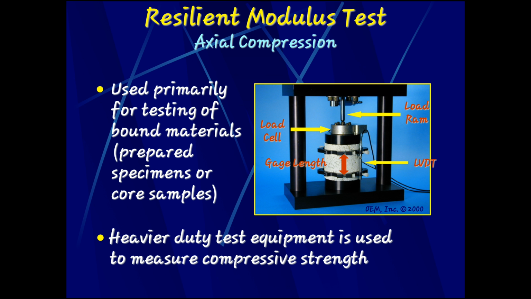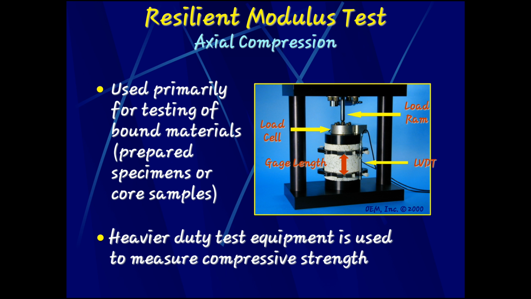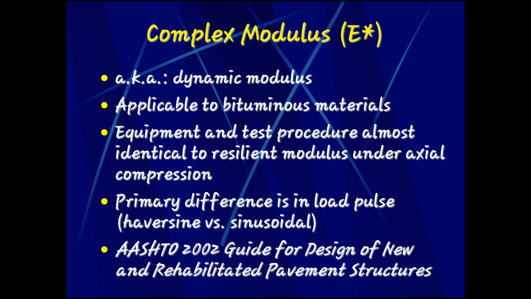Axial compression is used primarily for testing of bound material. Heavier duty test equipment is used to measure compressive strength. So you can see the picture. Complex modulus, aka dynamic modulus, applicable to bituminous materials. Equipment and test procedure are almost identical to resilient modulus under axial compression. The primary difference is in the load pulse.